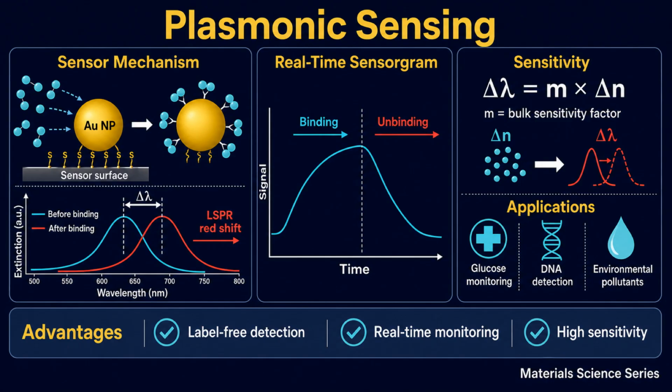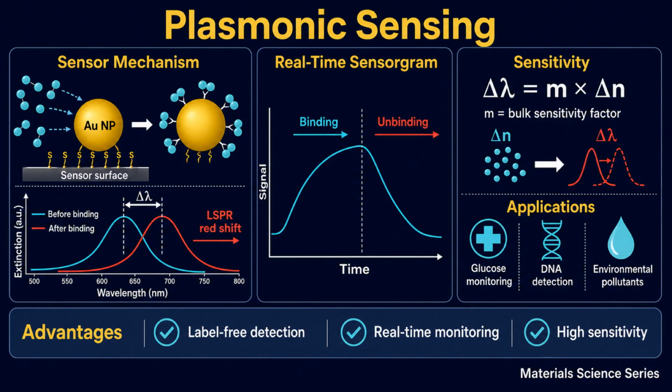Delta lambda equals m times delta n, where m is the bulk refractive index sensitivity, typically on the order of 50 to 100 nanometers per refractive index unit for gold nanospheres, and higher for rods and shells. Real-time monitoring is possible by tracking the LSPR wavelength continuously. A binding event appears as a rising signal, and subsequent washing shows dissociation kinetics. This provides both thermodynamic and kinetic information about molecular interactions.